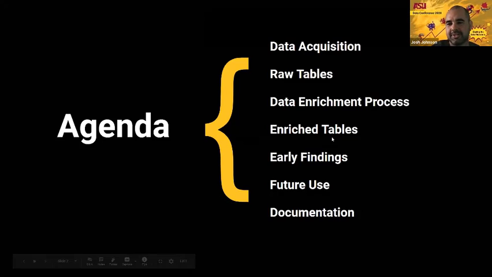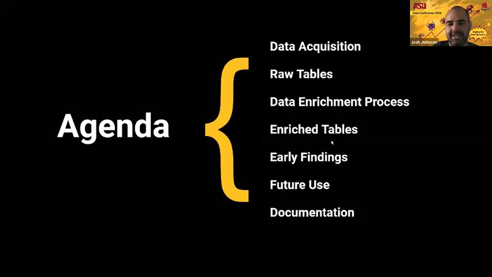So we're going to talk about data acquisition, the raw tables that we're getting from Zoom, the enrichment process that we're applying to the data and what tables are being generated from that, and talk a little bit about some very early findings from use of the data, and talk about future use and what we're hoping to do with it, and then also documentation that's available or will be available in some cases.